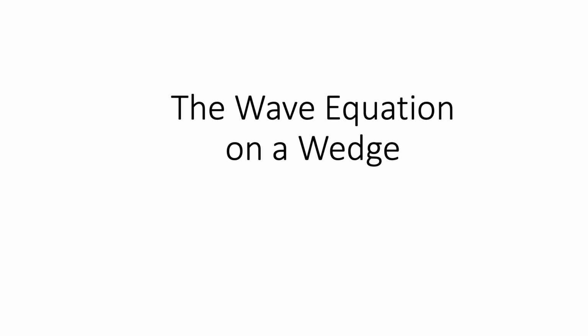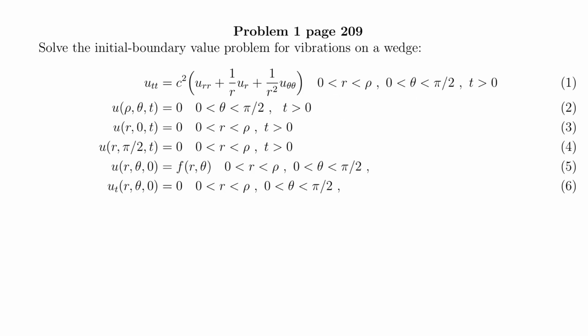The wave equation on a wedge. This is problem 1, page 209 in the textbook. Solve the initial-boundary value problem for vibrations on a wedge. That means we're going to solve equation 1. This is the wave equation in two spatial dimensions where the Laplacian is written in polar coordinates.